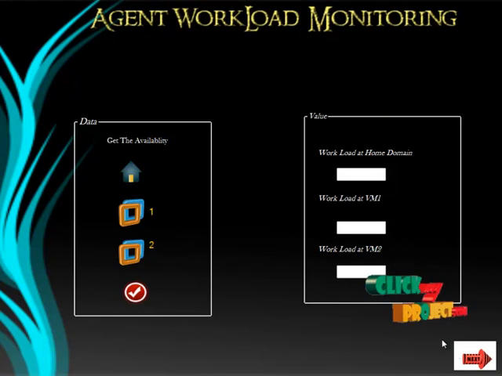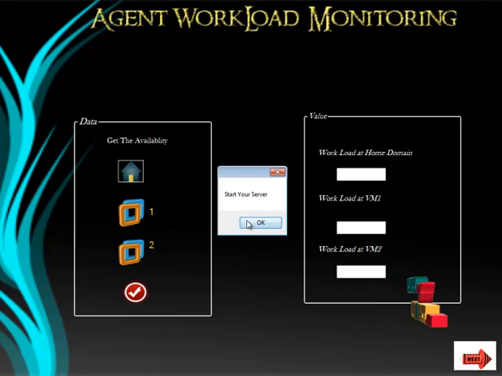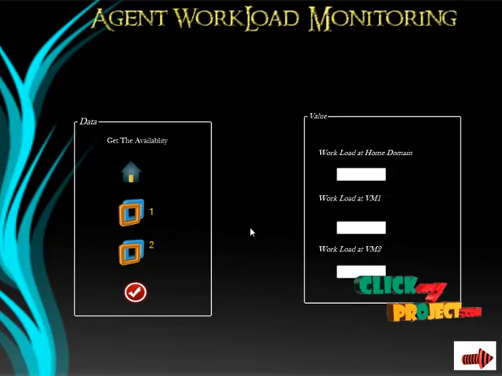Let's see the demo of our project. This is our home page. When we click on this button, we are going to analyze the first module. We are going to analyze our VM aging and the failure. Now the agent is going to monitor the workload of the home domain, VM1 and VM2. When I click on this home button, I get information that we have to start the server first. So I am going to start my server.